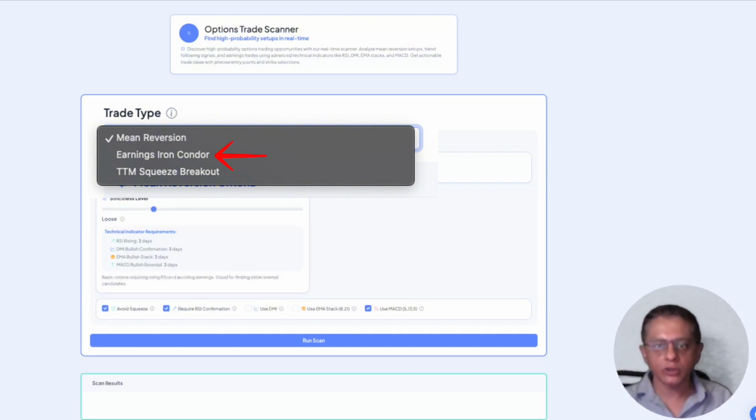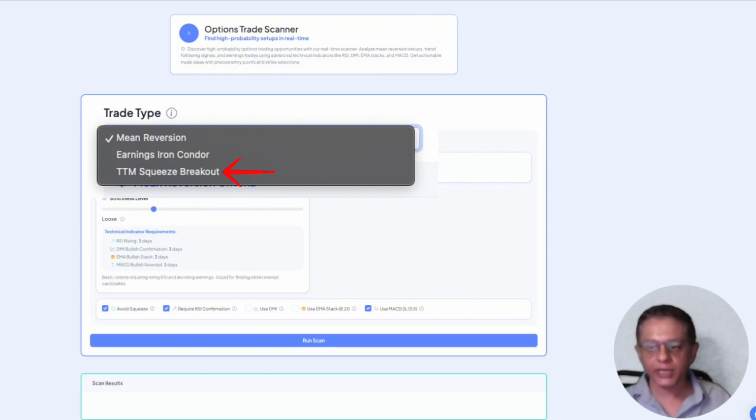For those times, you can use these earnings iron condors. They are really fun trades. They last for only one day, and they give you results really quick. I would recommend that you watch the detailed video on earnings iron condors to understand how to put on these trades. So that's that.